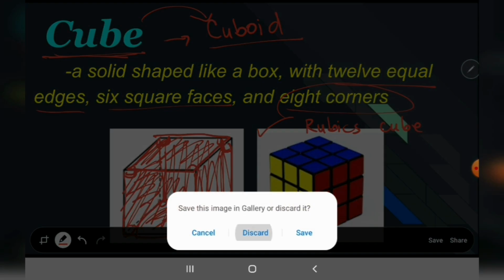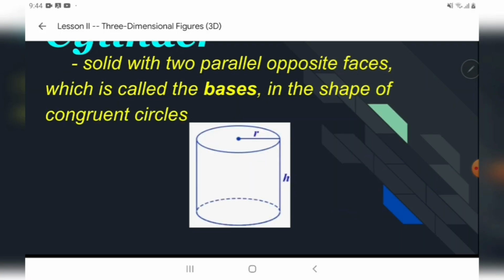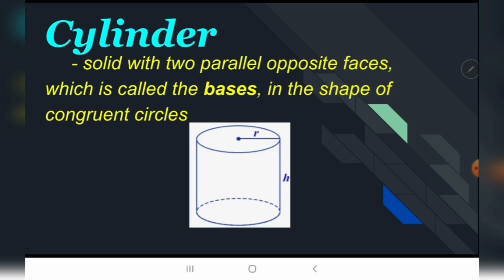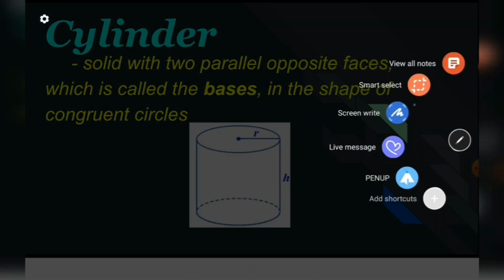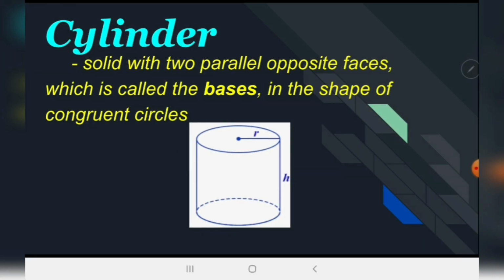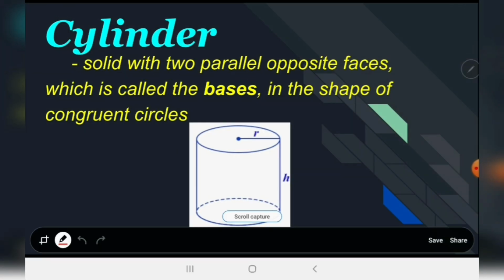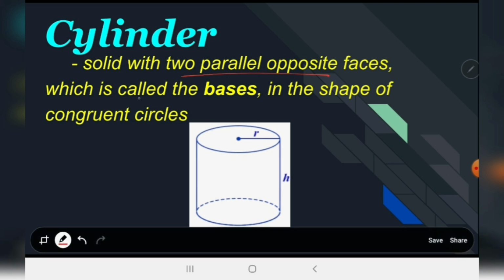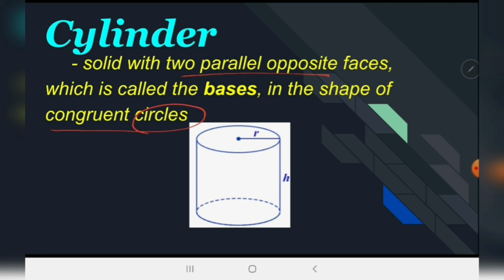Okay, next let's move on to the next 3D figure, and that is cylinder. It's the same. A cylinder is a solid with 2 parallel opposite faces, which are called the bases, in the shape of congruent circles.